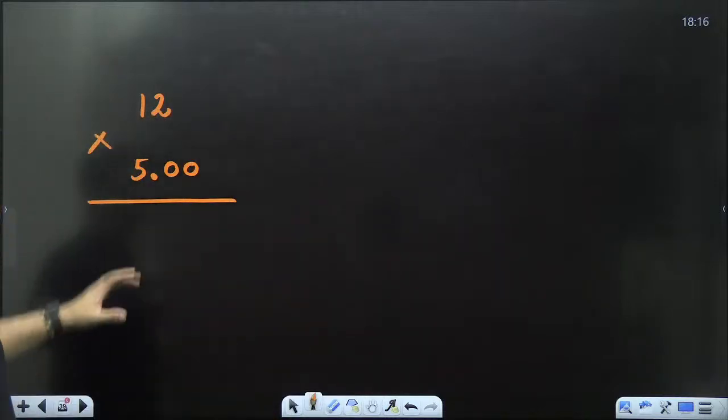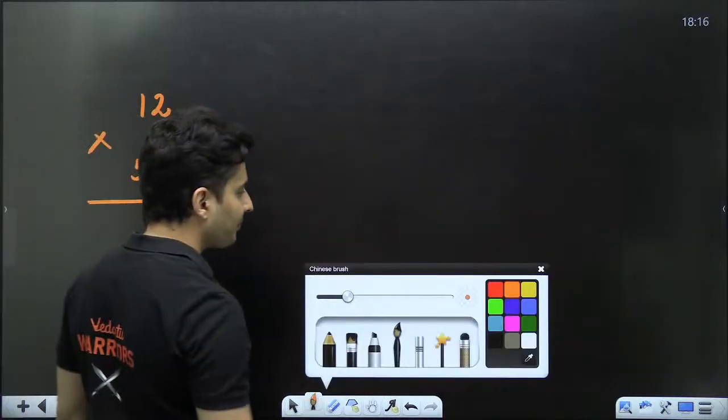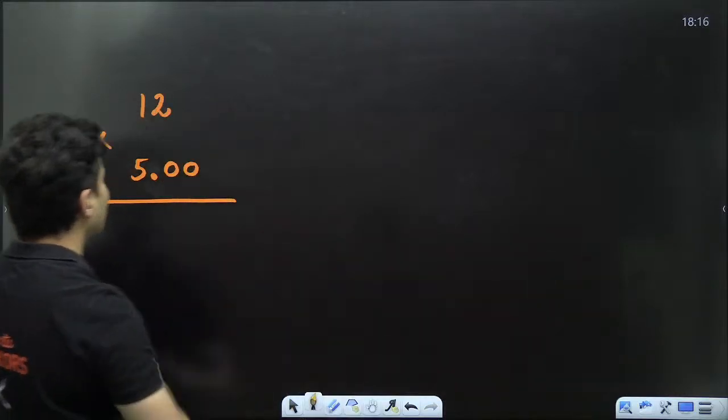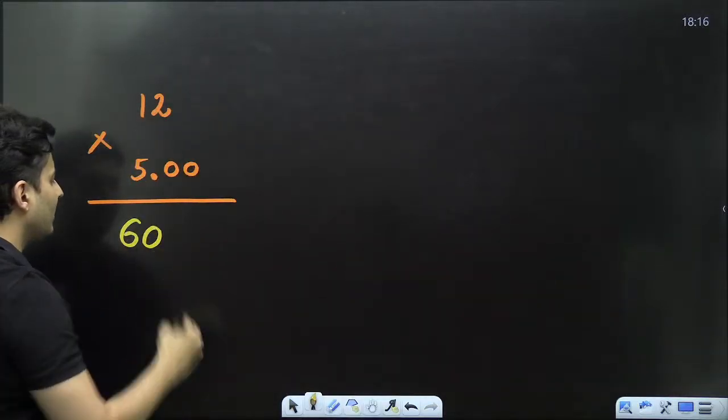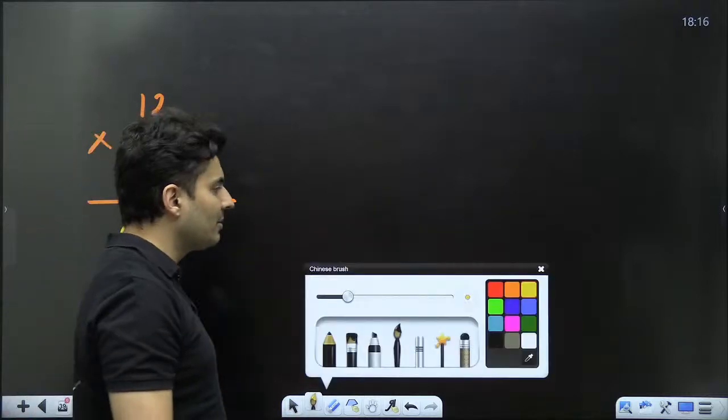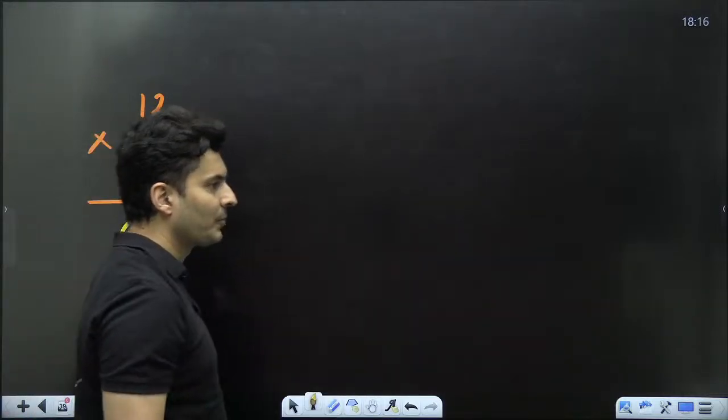So first of all, just do the basic multiplication. 12 5s are basically 60. Now let's think how many decimals or significant figures to use.